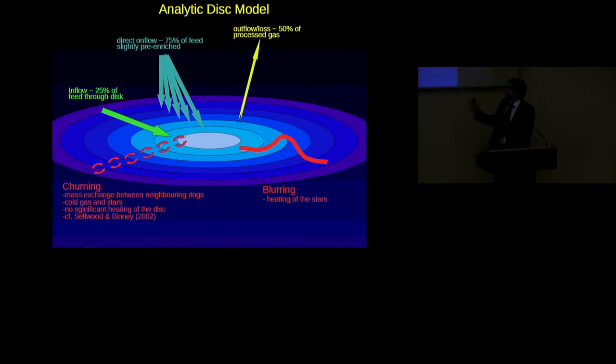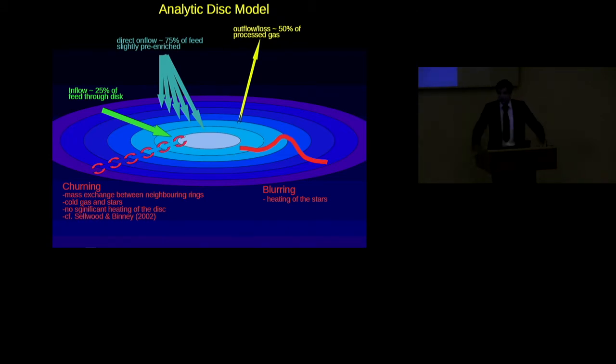This is our concept of how our galaxy works. I'll capitalize on that a little bit later. Essentially, you have a disk. You can mentally distribute this disk into rings that evolve next to each other, and those rings are connected. To sustain your star formation, you have to throw in gas from the top and also from the side. So essentially, you accrete gas on top, and this drives an inflow through the disk.